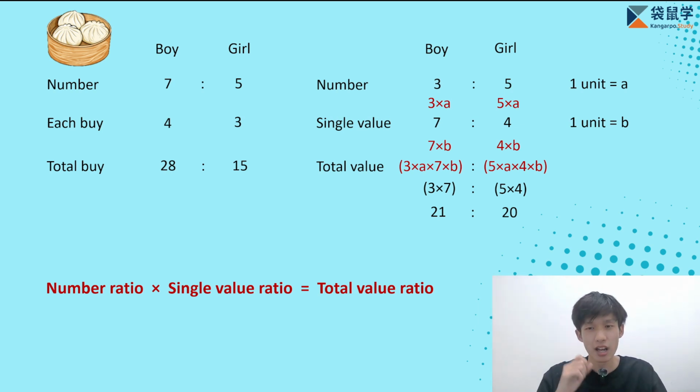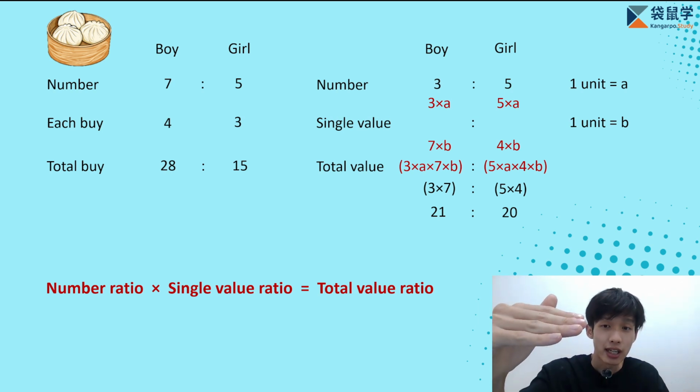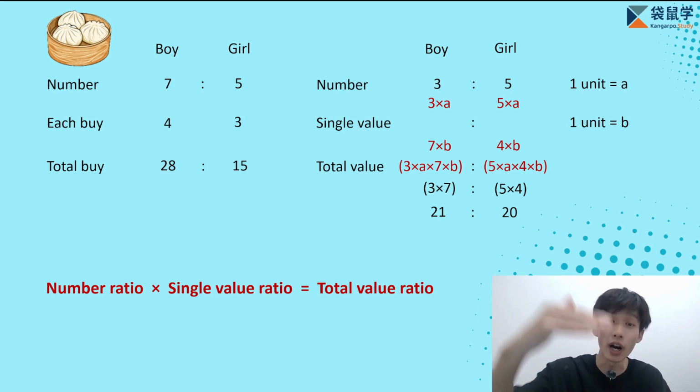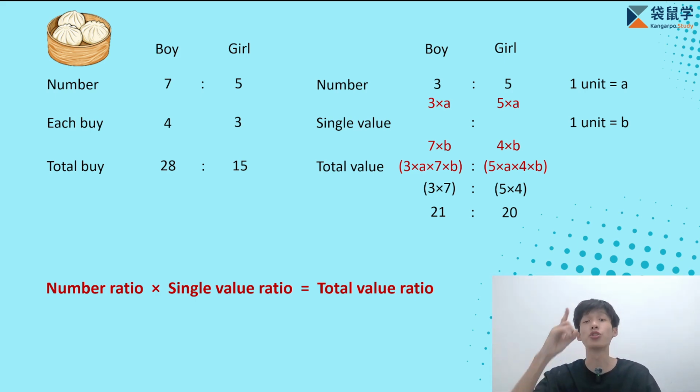Now my question is, let's erase this single value ratio. If we do not know the single value ratio, but we do know the number ratio and total value ratio, how can we get the single value ratio? Let me give you a hint. For example, the 21 should be doing what to the 3 in order to get the 7? Yes, divide. So in another case, total value should do what to number ratio to give us single value ratio? Yes, it should also be divide.